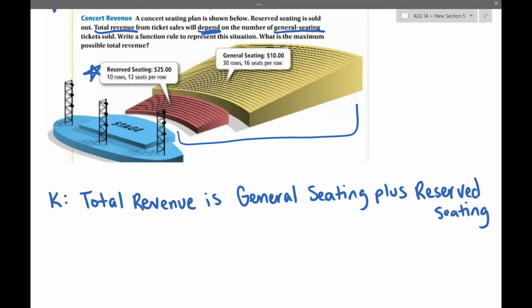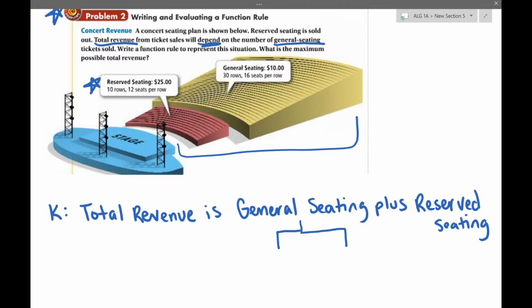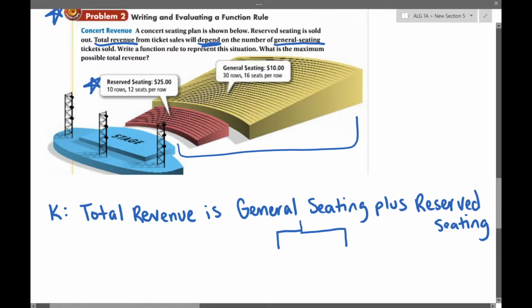Okay. All right. So what do we need to know about general seating though? So in general seating, is there anything we need to know? Well, yeah, we need to know how many seats and how many rows we have. So price, and we need to know the price. So the price per ticket, right? We need to know this, the $10. And we need to multiply that by the number of tickets. Number of tickets.